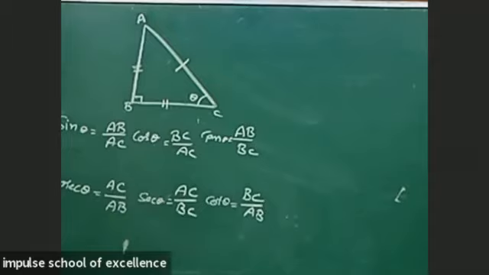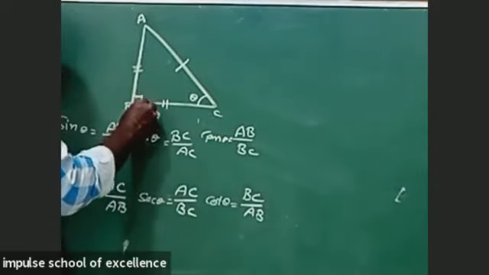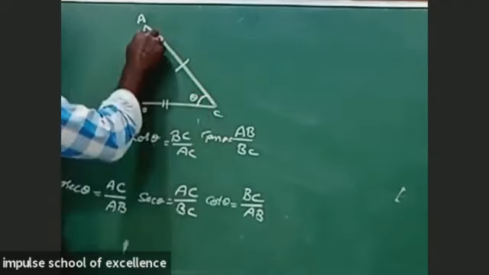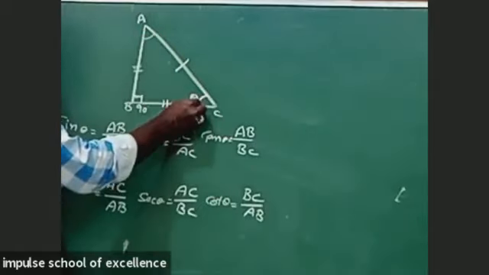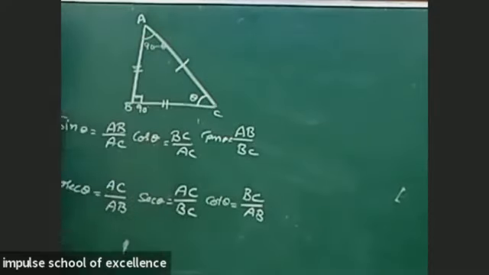So for this angle, if you observe here, this angle is 90 degrees. Here the angle will be how much? It will be 90 minus this angle. So here the angle is theta, right? So we can write this angle as 90 minus theta.